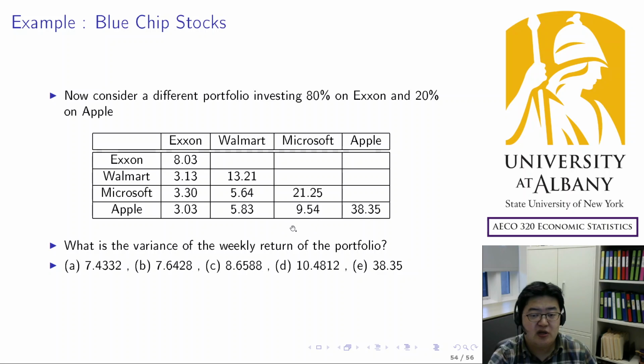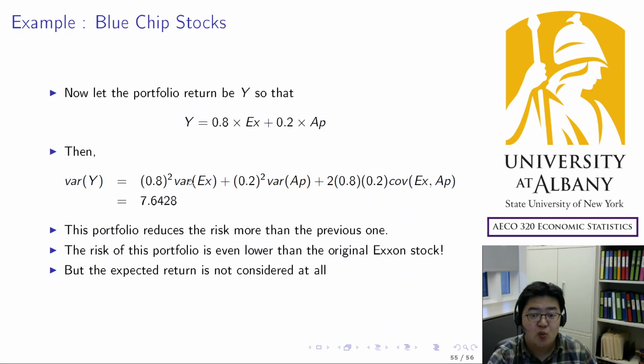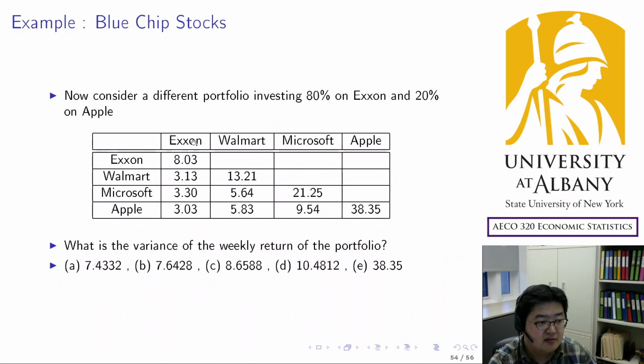Okay, so the formula is the same. We are going to use weight squared times the variance of a single asset, weight squared times the variance of the other asset, and then 2 times weight times weight times covariance. You know this variance and covariance as before. The only difference is the weights, 0.8 and 0.2. And then surprisingly, this portfolio returns a risk of 7.64. What's surprising here is this risk is even smaller than the smallest risk, Exxon.